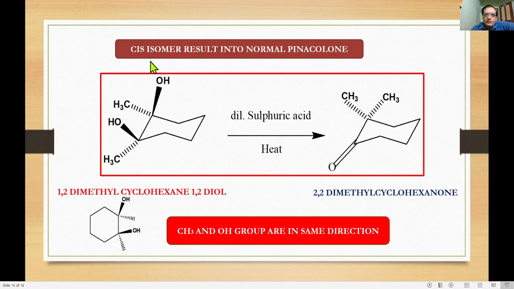Now in the case of a cis isomer, the H plus ion is added to any one of the OH groups. What will happen? Either here or here, the H2O plus may come. So removal of water sends the positive charge towards the carbon to make our carbocation here, and the methyl shift takes place here. Deprotonation at this place takes place to get our 2,2 dimethyl cyclohexanone. One kind of pinacolone in the case of a cyclohexanone system.